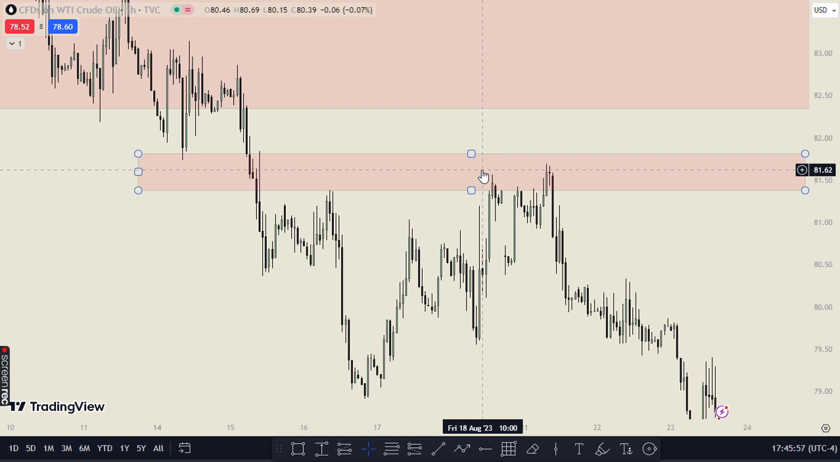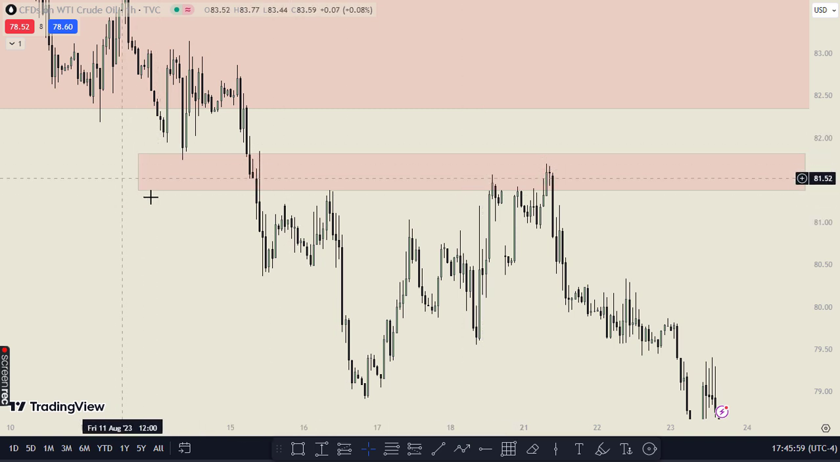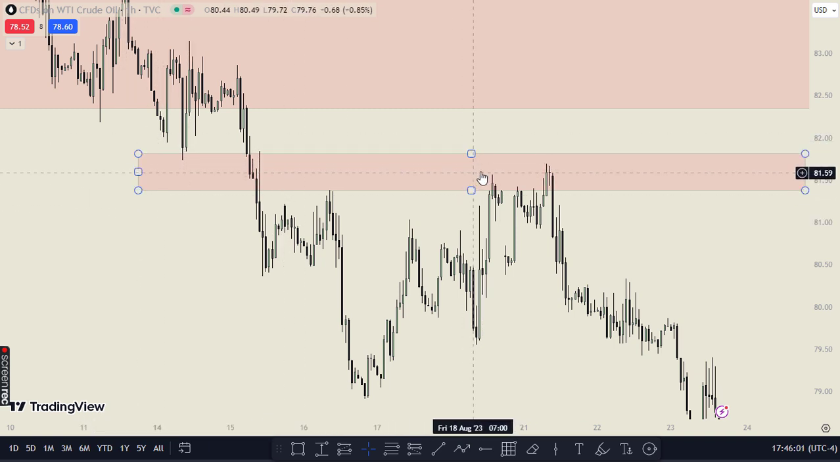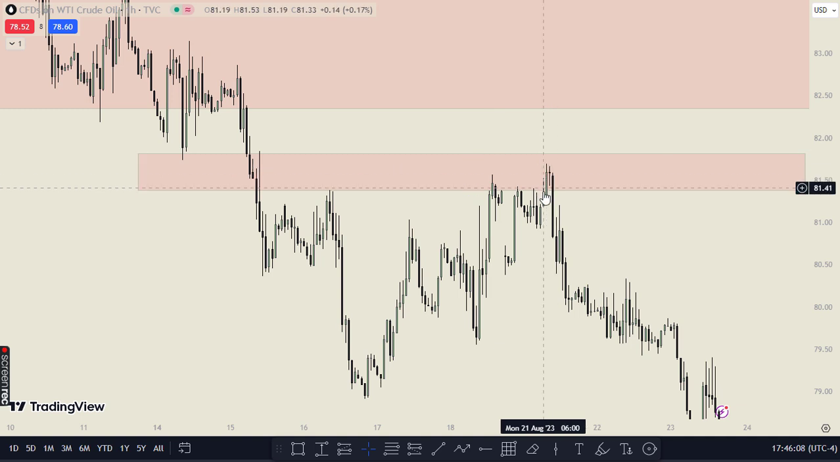This was a soup entry. And remember, this rectangle is a daily fair value gap. So I put another limit order right here, sell limit, and I got filled. So I entered the first entry from here, the second entry from here.